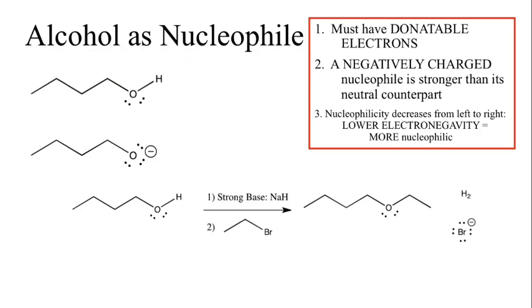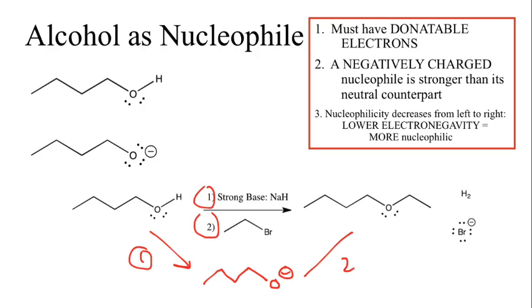Looking at adding a strong base, reacting with the alcohol first. So I think this is new for you guys, seeing these steps 1 and 2. The first step of this reaction is to add our strong base. The result of step 1 is producing the negatively charged oxygen. The result of step 2 gives us the final product.